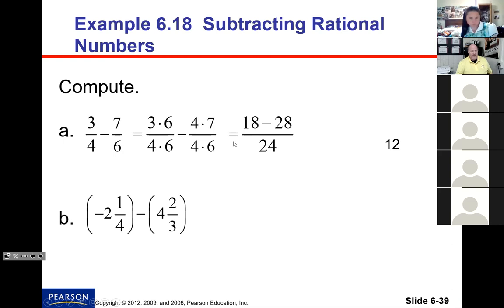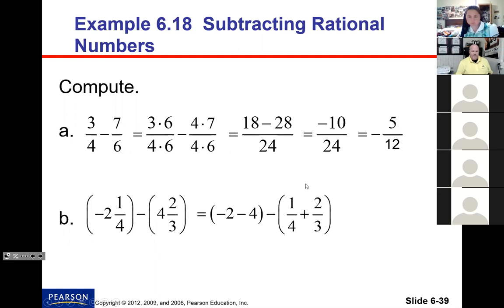So what we get, look here, we get 18, right? 3 times 6 is 18. We're going to subtract them. And then 4 times 7 is 28. And my denominator is 4 times 6, which is 24. So then I end up with negative 10 over 24. But do we always reduce our fractions? Yep. That one ends in a 0, that one ends in a 4, so we know both are divisible by 2. We reduce it down and we end up with negative 5 over 12. Okay.